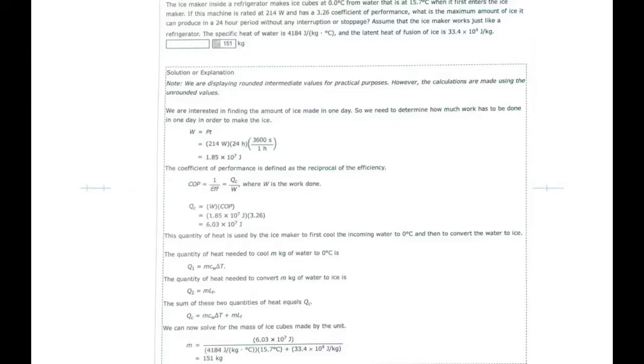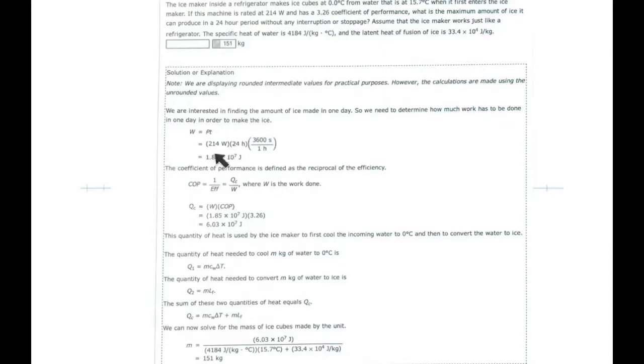Now this question talks about an ice maker inside a refrigerator that makes ice cubes at 0 degrees Celsius from water that is at 15.7 degrees Celsius when it first enters the ice maker. This machine is rated at 214 watts and has a 3.26 coefficient of performance. What is the maximum amount of ice it can produce in a 24-hour period without any interruption or stoppage? The specific heat of water is given, latent heat of fusion of ice is given. We are trying to find the amount of ice made in one day. So we have to find out how much work has to be done to make that ice. And work is power multiplied by time.